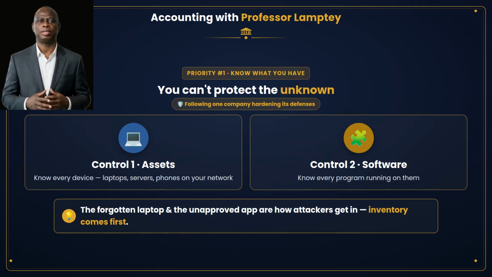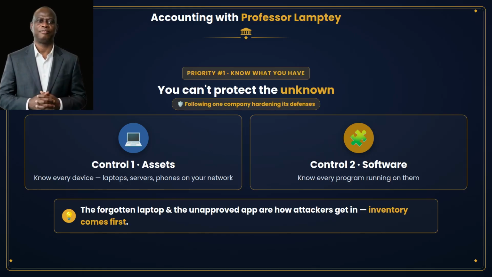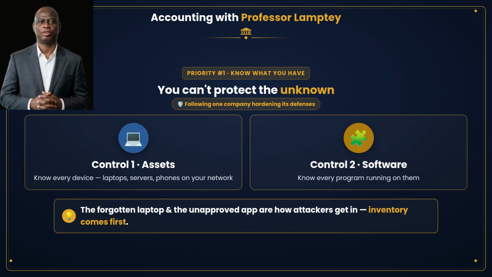And priority number 1 is beautifully simple. The very first CIS controls are inventory. Control 1, know every device, every laptop, server, and phone connected to your network. Control 2, know every piece of software running on them. That's where our company starts. Why first? Because you cannot protect, patch, or monitor something you don't know exists. The forgotten laptop and the unapproved app are exactly how attackers get in. Before any fancy defense, you take inventory. Everything else builds on knowing what you have.